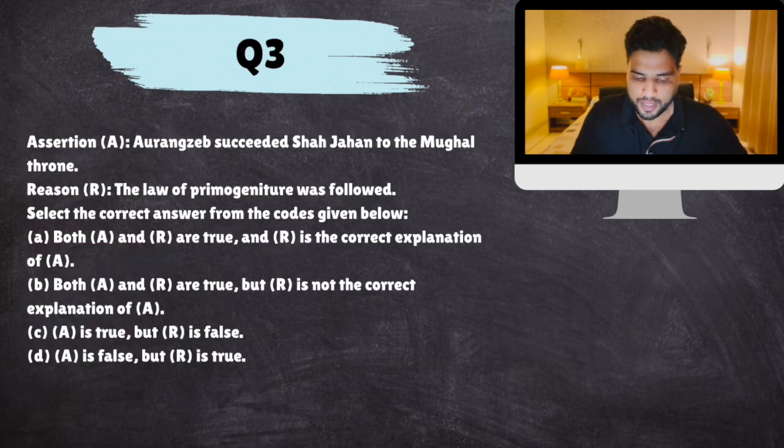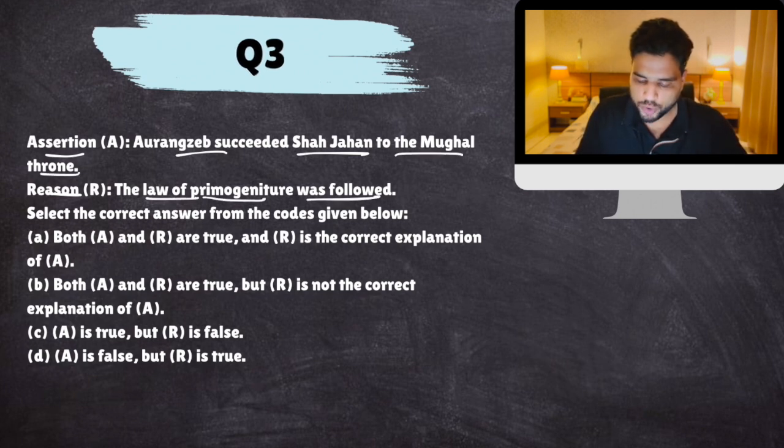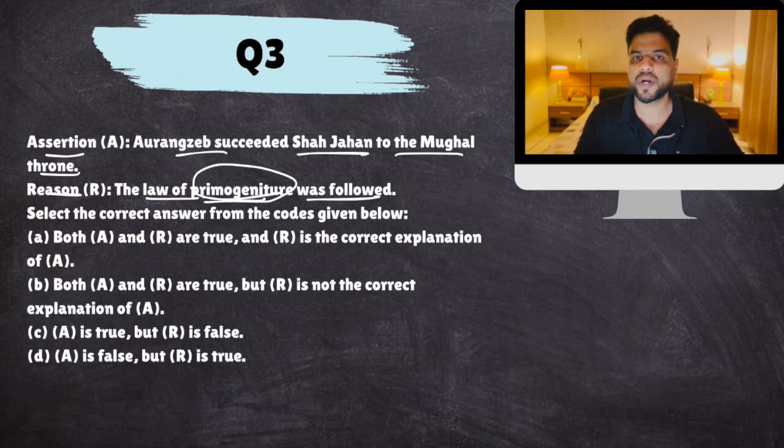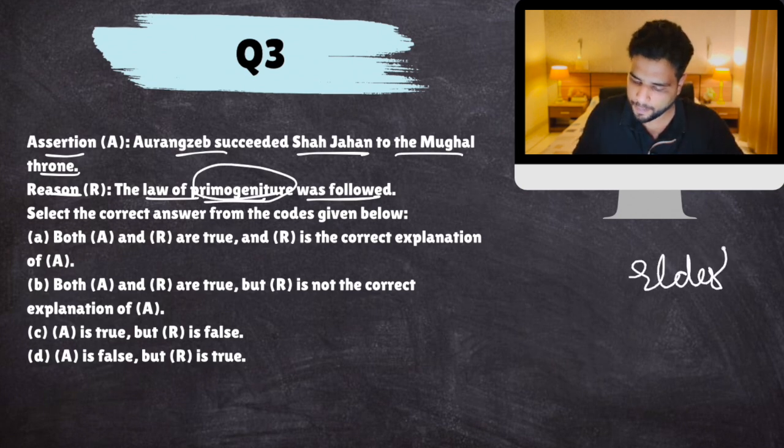Next, an assertion-reason question. Assertion: Aurangzeb succeeded Shah Jahan to the Mughal throne. Reason: The law of primogeniture was followed. Now, what is the correct answer? For that, you need to know what primogeniture is. Primogeniture is a system of inheritance in which the eldest son inherits the throne.